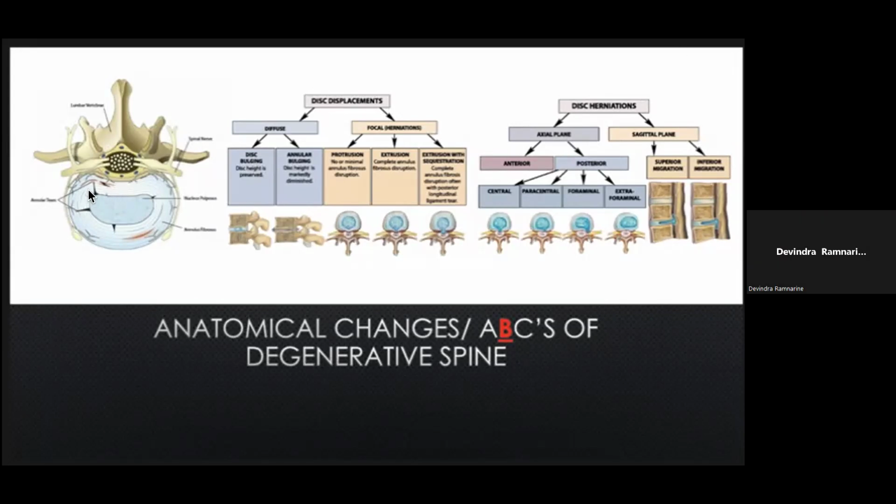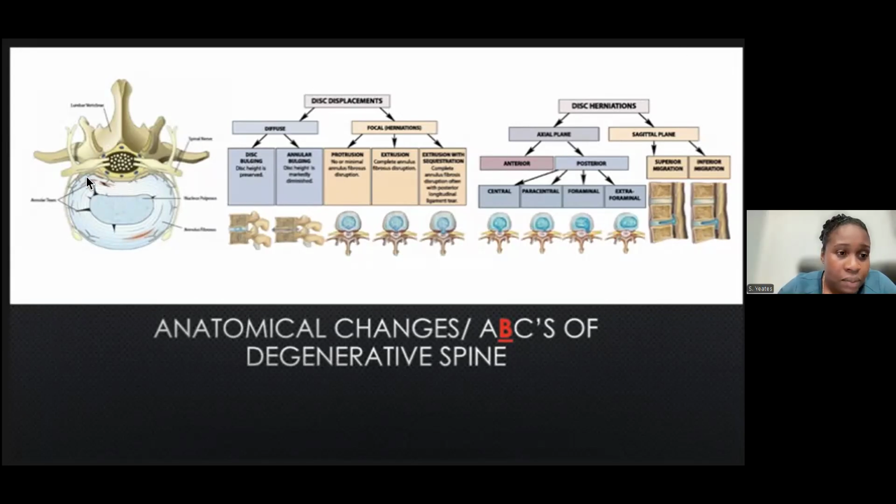On this screen, on the left-hand side, you have an image showing the annular tears. You have the nucleus pulposus and the annulus fibrosus. Where you have the annular tears more to the medial aspect, you see that demarcation we're talking about gets a bit muddled. Now you have different types of disc displacements and herniations that can happen because the nucleus pulposus goes through the annular tears. You can have diffuse disc displacement or focal herniations as shown on the screen here.